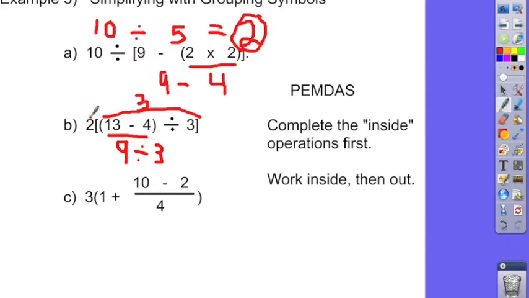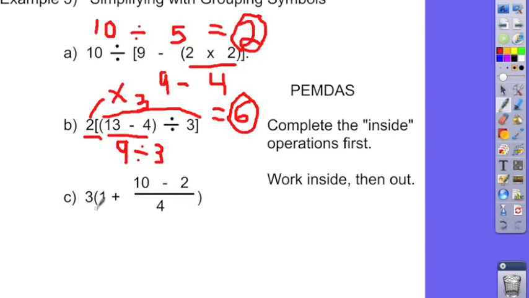And now that just leaves us with this 2, which is outside of the brackets, and that's going to be multiplied times 3. And we know this because anytime a number is next to a bracket or parentheses, it just means we're going to multiply that outside number times that inside number. So here we're just going to be multiplying 2 times the quantity that was in our brackets, and that quantity was 3. Well, 2 times 3 is going to simplify to 6. So the value of our example in letter B is going to be 6.